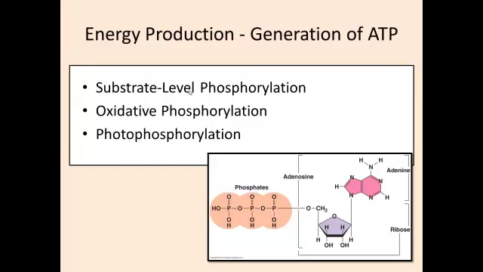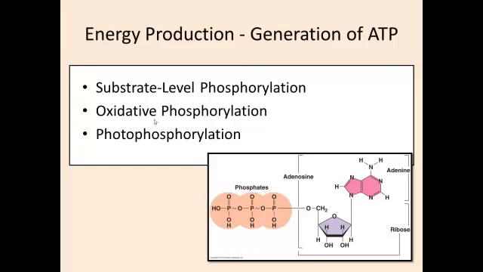Substrate level phosphorylation is where I move a phosphate group from one molecule to another one. So if I take this phosphate off of ATP and I put it onto, say, glucose, I have phosphorylated the glucose. The glucose now has more energy than the ADP. Okay, ATP has more energy than ADP because it has one more phosphate group.